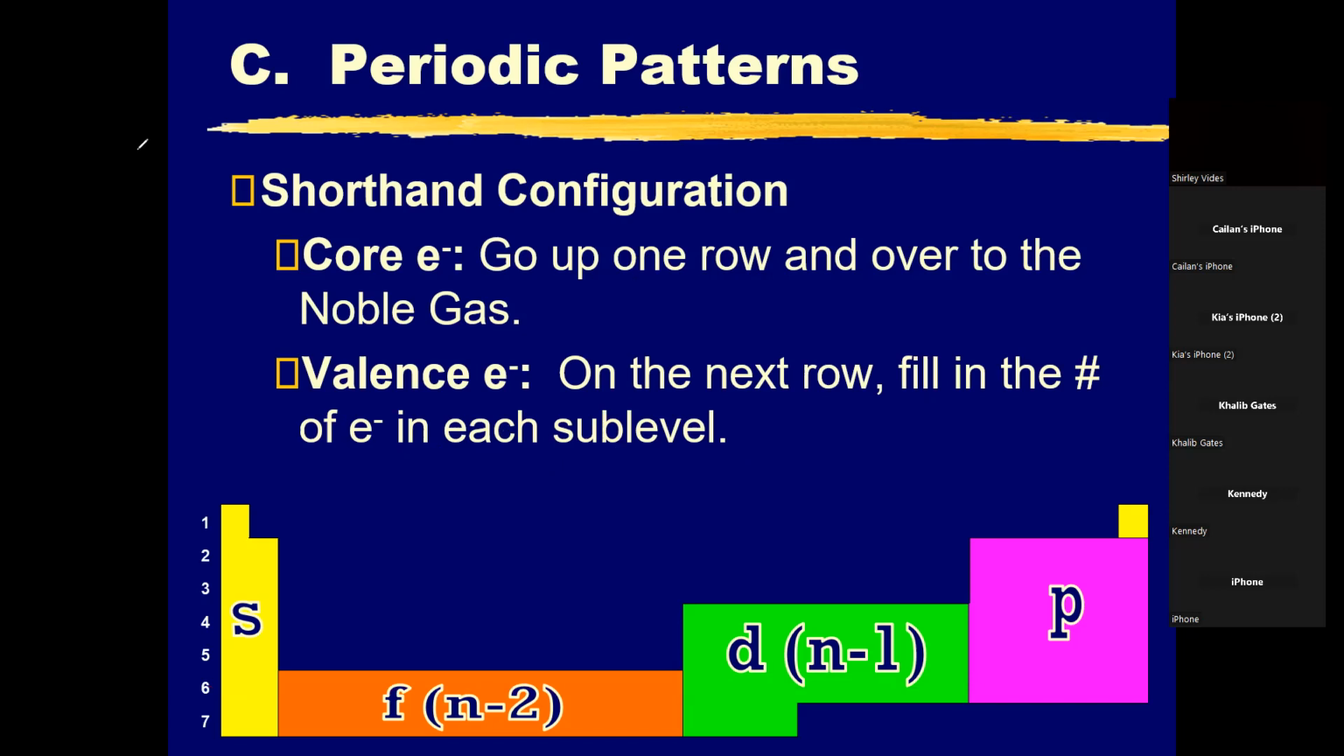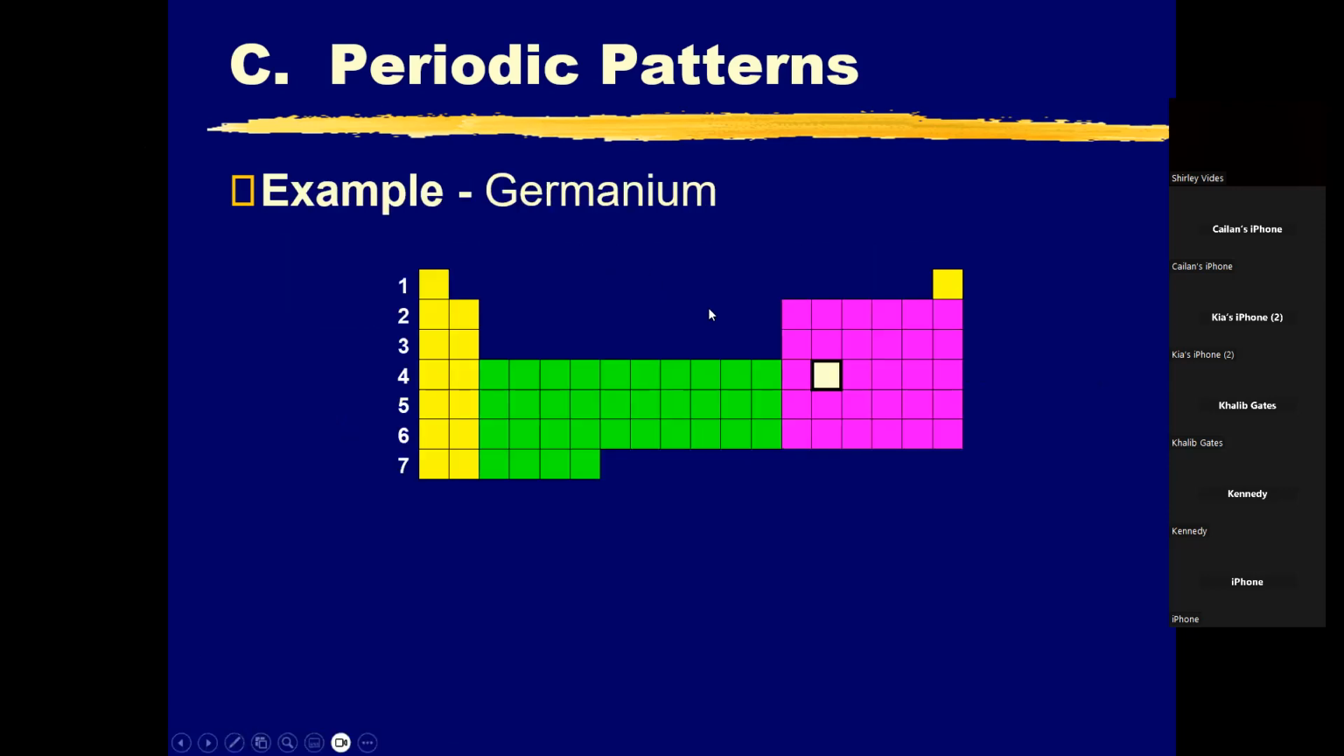All right, so let's do germanium. Go up one row from germanium over to the noble gas, which would be right there. All right, what's next? We write down the noble gas as the core.